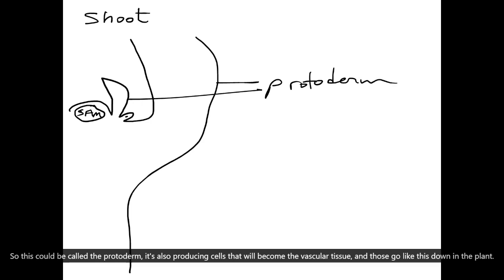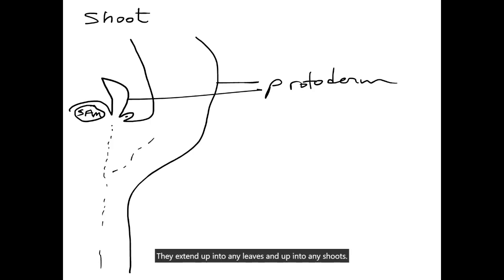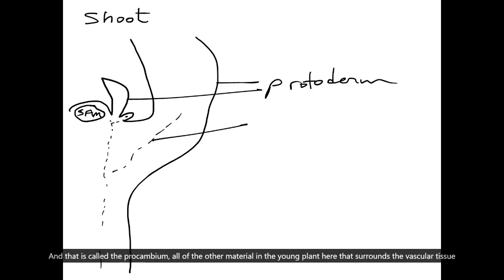It's also producing cells that will become the vascular tissue. And those go like this down in the plant. They extend up into any leaves and up into any shoots. And that is called the procambium.